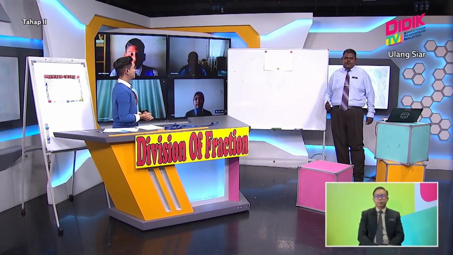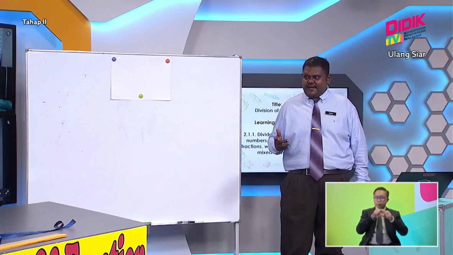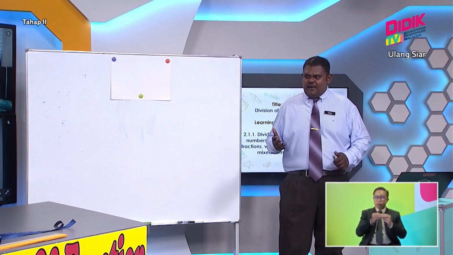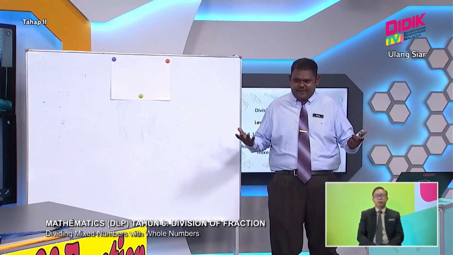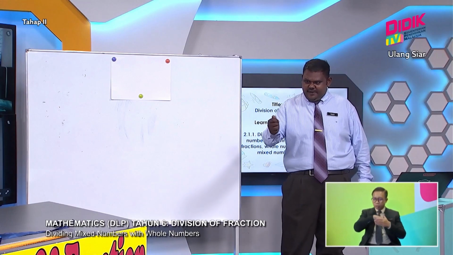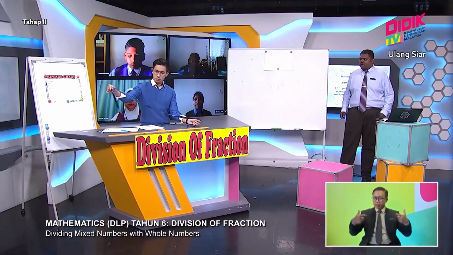Okay, Chris, what we're going to do next is we're going to divide a mixed number with a whole number. Now we're going to do it in a real life situation. How do we do it? We have a ribbon there, Chris. The length of the ribbon is 1 1/3 over 5 meter.